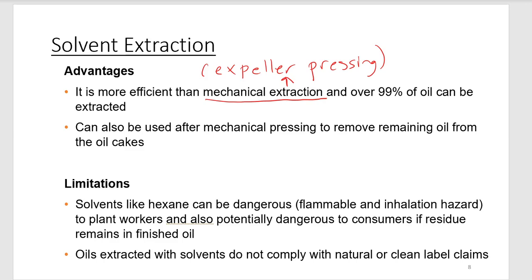In the previous slide, we said we heat the micella and remove the hexane by evaporation. However, it's still possible to have some ppm levels of hexane in the oil. Maybe a very low ppm level. But still, it's a concern if that residue remains in finished oil. It's potentially dangerous. That's the limitation.